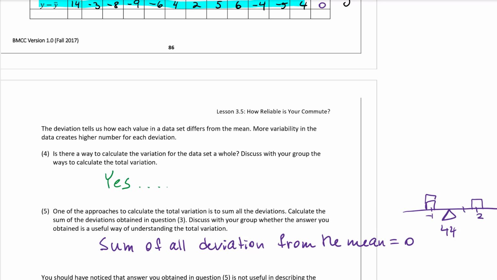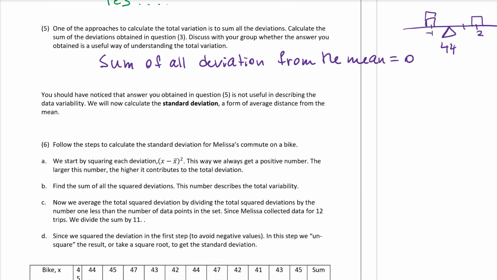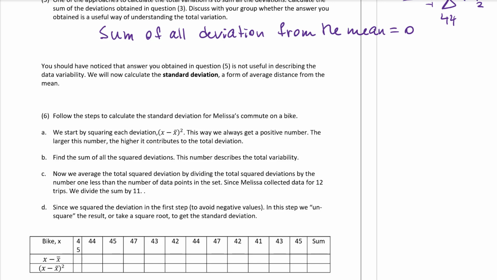Now, the question is, is the fact that we're getting 0 useful? Does it tell us how the data are spread? Not really. It just tells us that we calculated the average correctly. That's why it becomes 0, but it doesn't tell us more. It doesn't tell us how the commuting times actually deviate. And that's where we will define a very important and very common measure in statistics called standard deviation, which is the main topic of today's class, this measure of spread.